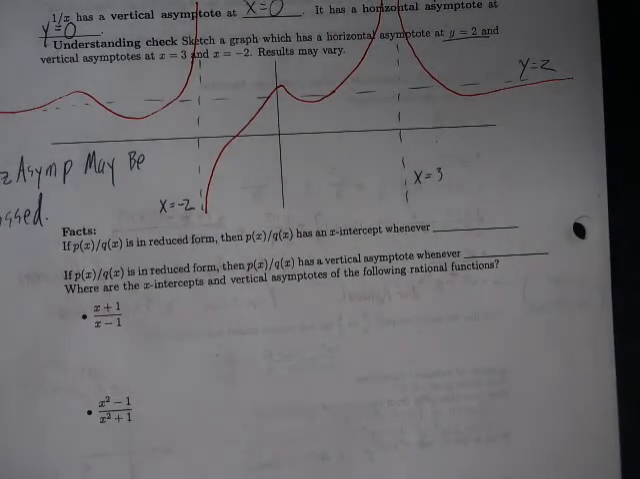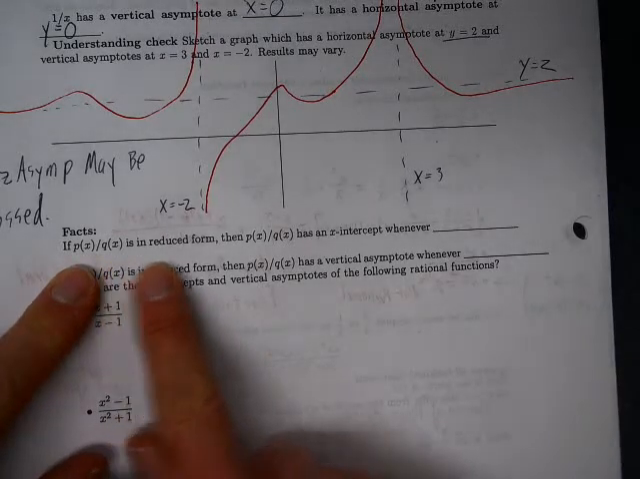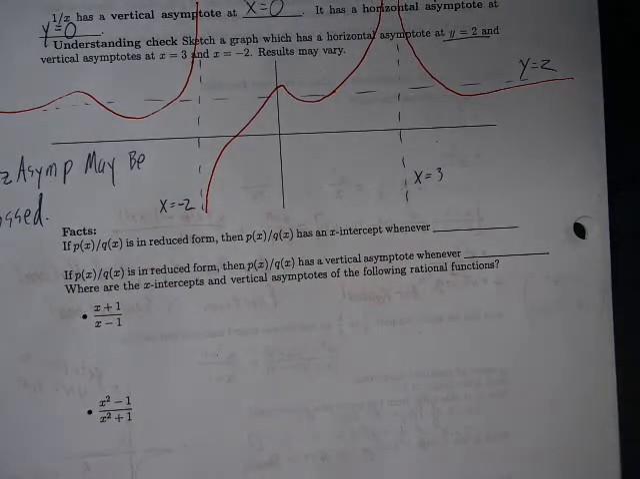So let's just list some quick facts about graphs of rational functions and their asymptotes and intercepts. So if you have a rational function, p of x over q of x, let's go ahead and find its x-intercepts. So what do you need to do to find x-intercepts of a function?